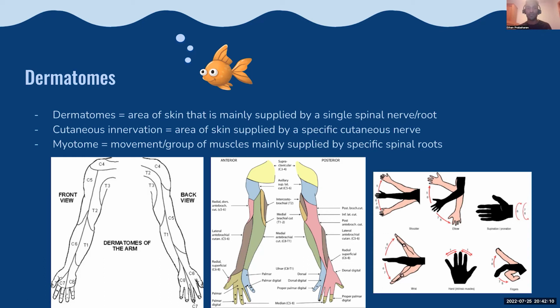Cutaneous innervation is the area of skin supplied by a specific cutaneous nerve. So for example, the median nerve, which is one of the branches, will supply the bulk of skin along your hand. So in a cutaneous innervation diagram, every single nerve has its own patch of skin that it innervates. So cutaneous innervation deals with the area supplied by a whole nerve. Dermatomes is just by one root.